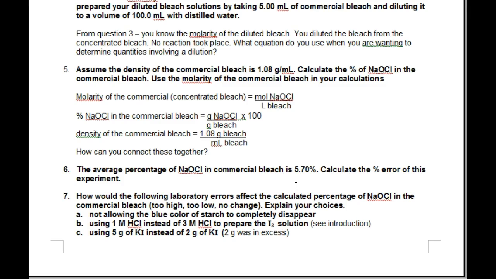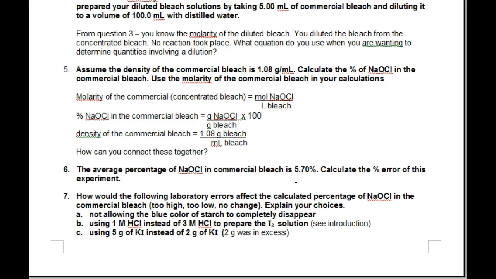But you are to use the average percent of NaOCl and what you got in number 5 to calculate the percent error. I would like you to round that to 0.1%. And then finally, number 7, it asks how these laboratory errors would have affected the calculated percentage of NaOCl. Would it have made it too high? Would it have made it too low? Would it have had no effect? And then tell me why.